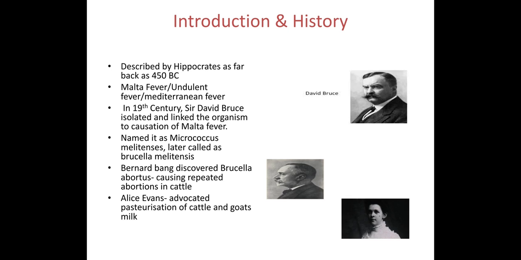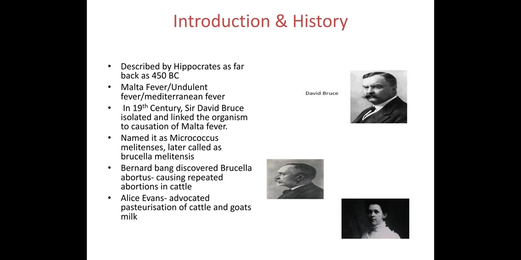Human brucellosis was known as far back as 450 BC. It was already described by Hippocrates. In those days it was called Malta fever, undulant fever or Mediterranean fever. Malta fever because it was seen in the Malta area of the Mediterranean region. Mediterranean fever because it was seen around the Mediterranean region, and undulant fever due to its characteristic fever which undulates, meaning it rises and falls.